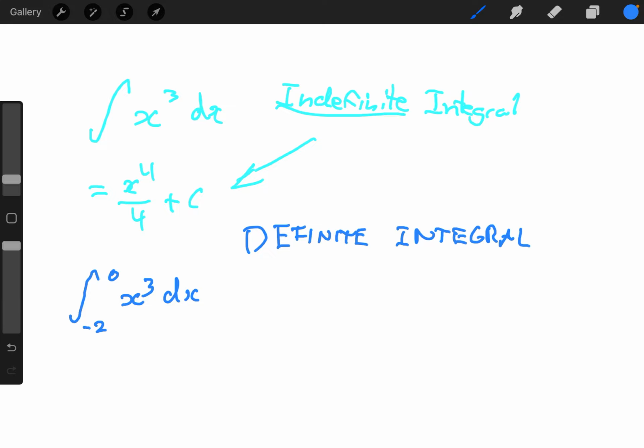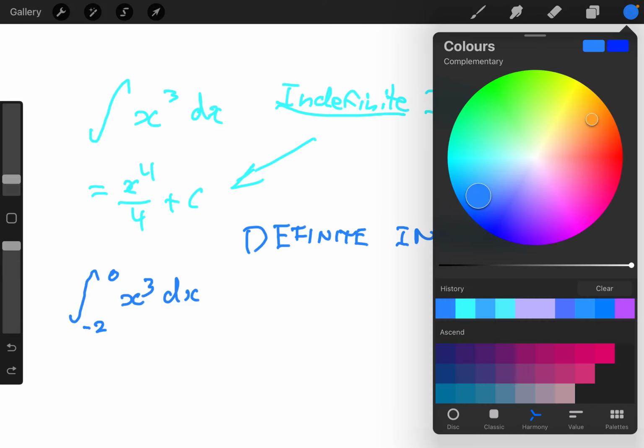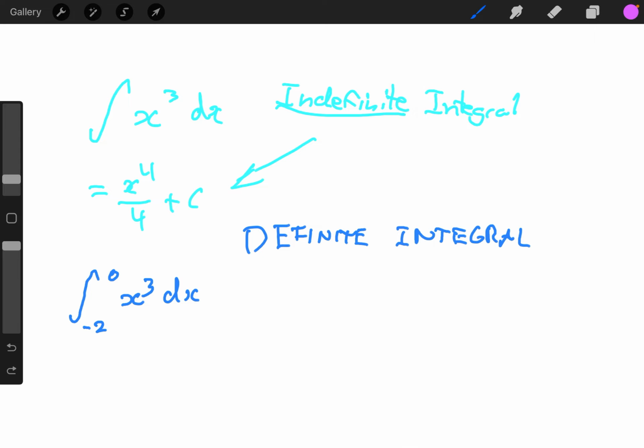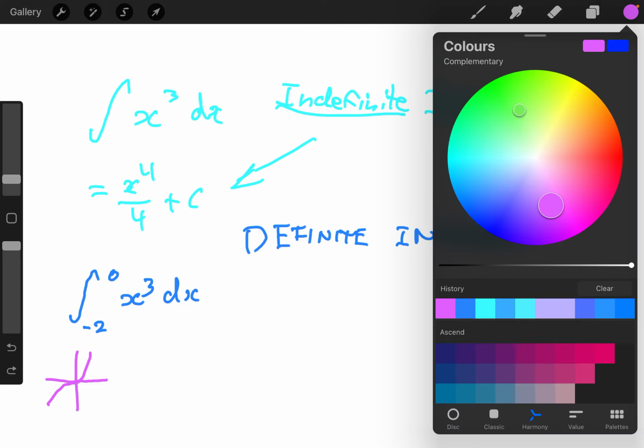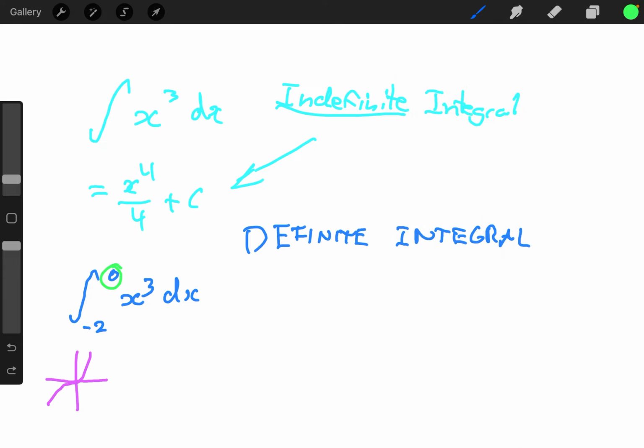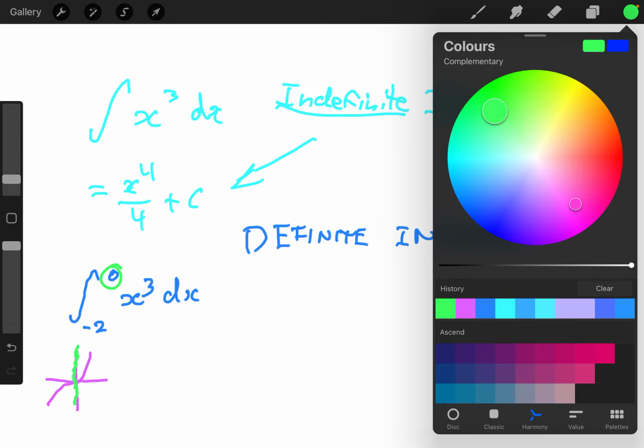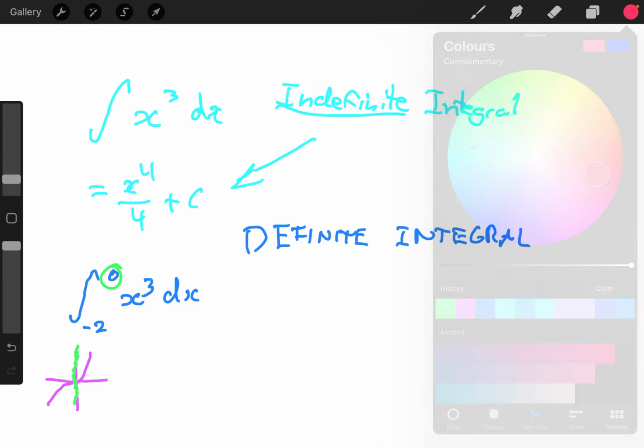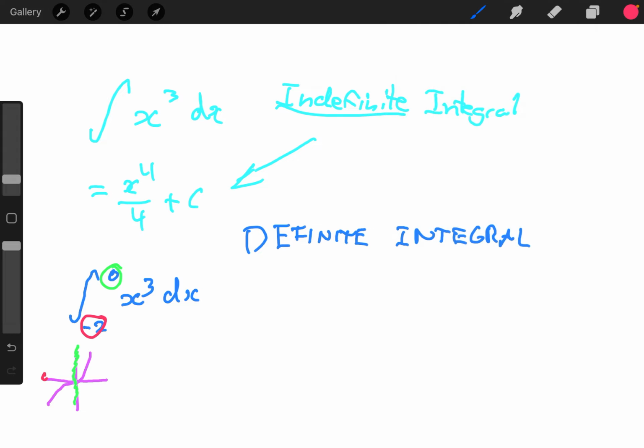Alright, because it has these 2 numbers here, which are like the bounds, for example. Like, I'll show you. What these 2 numbers mean is, so let's say you have a little graph, let me put it down here, and this x cubed, when you plot it, it looks like this, and these bounds are where you want to find the area, okay? So 0 is the end bound, so that's 0 there, and negative 2 is the other one.